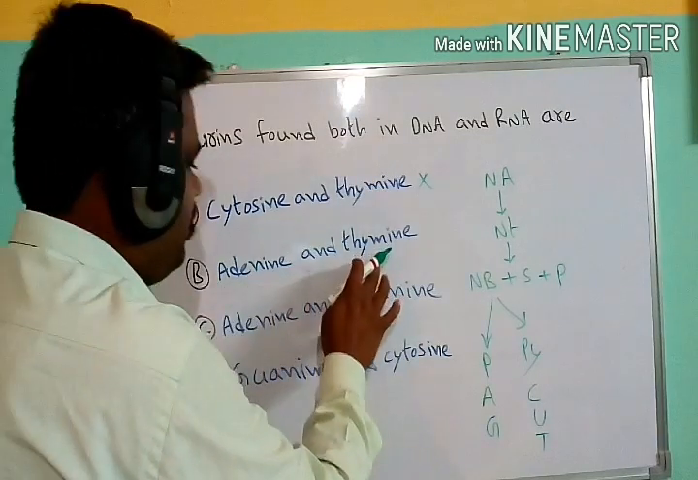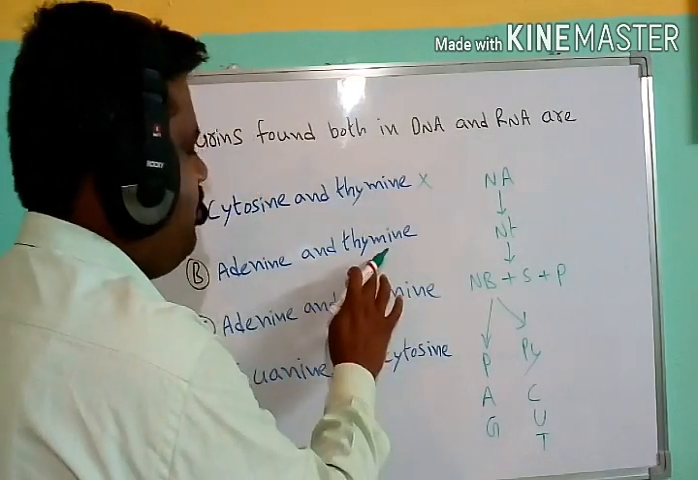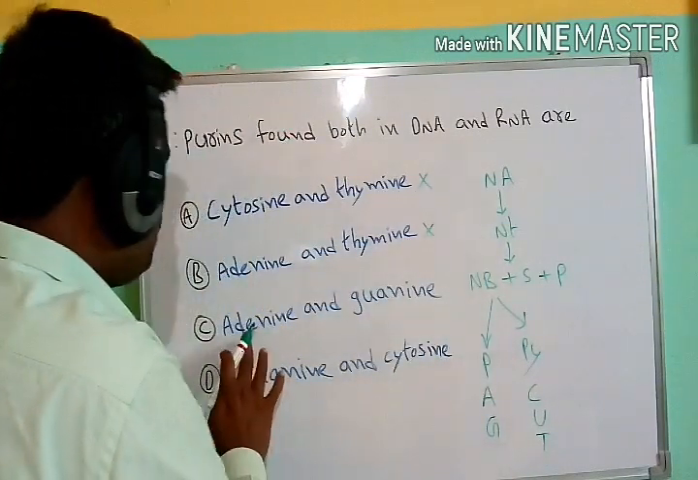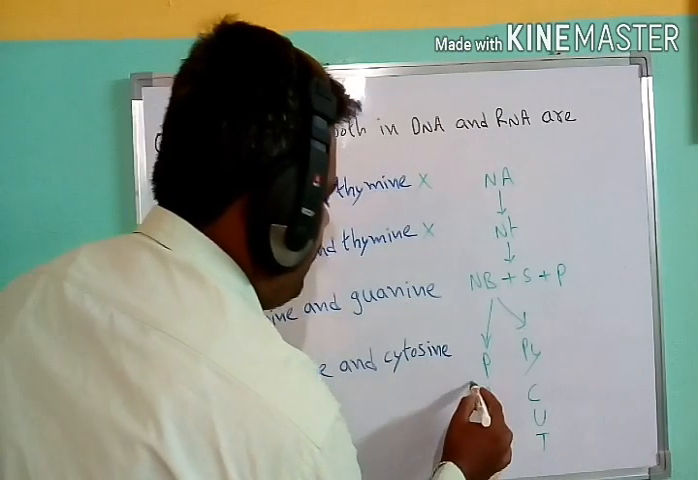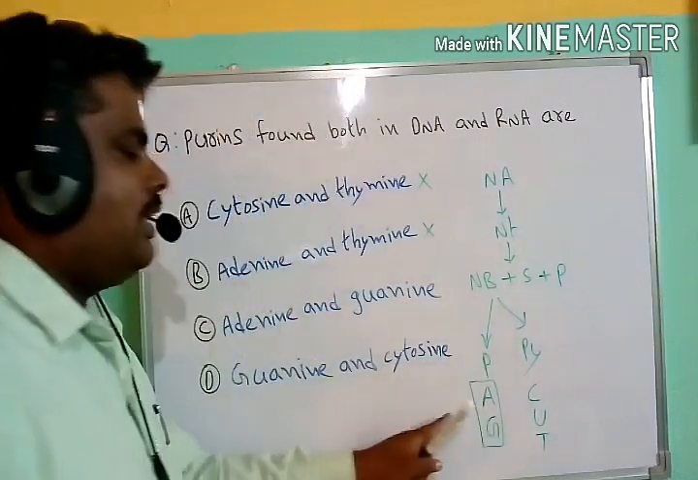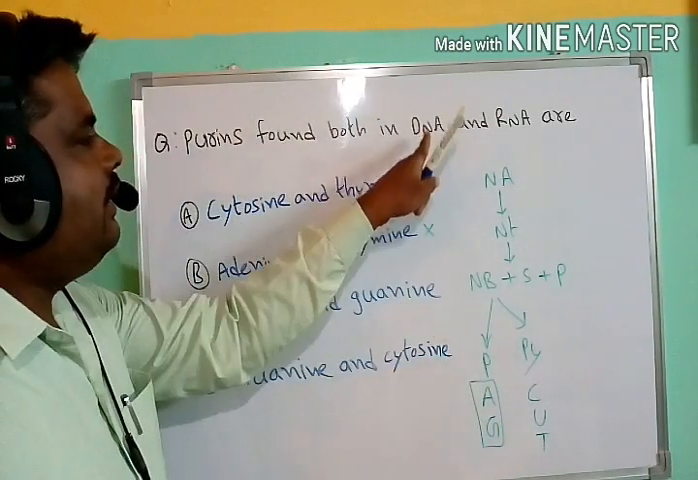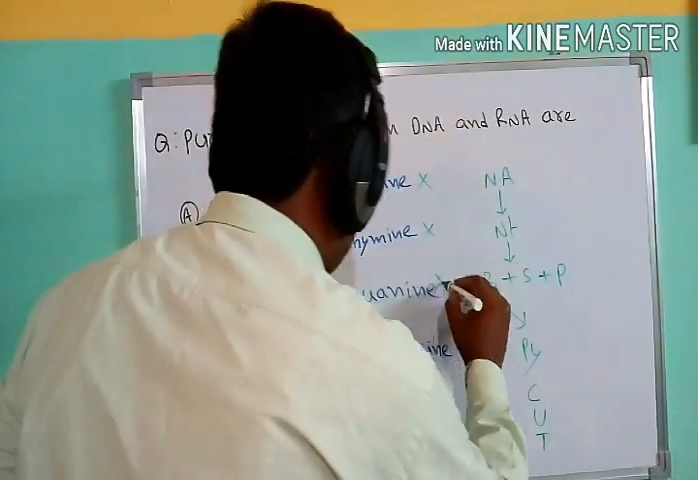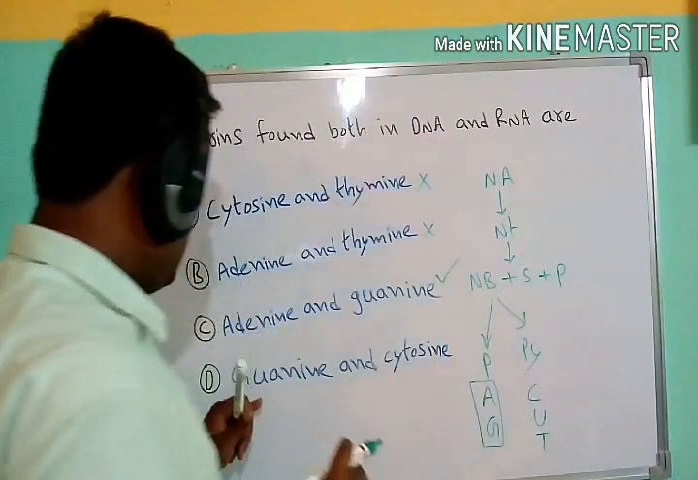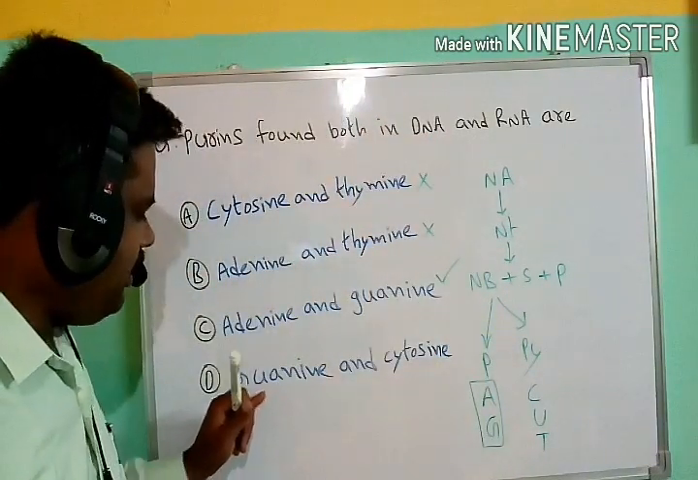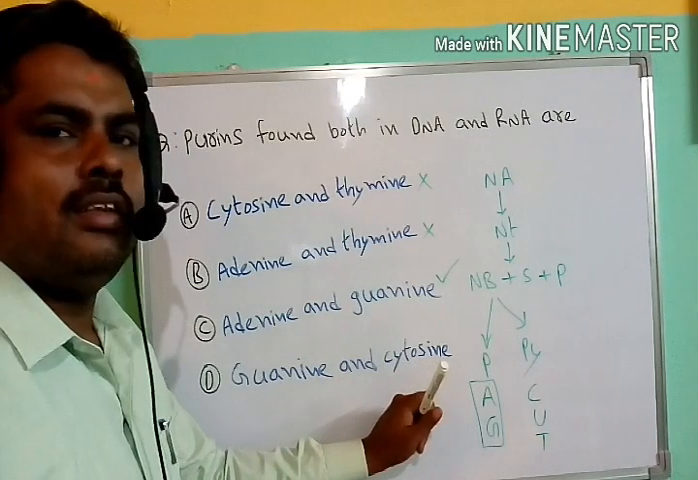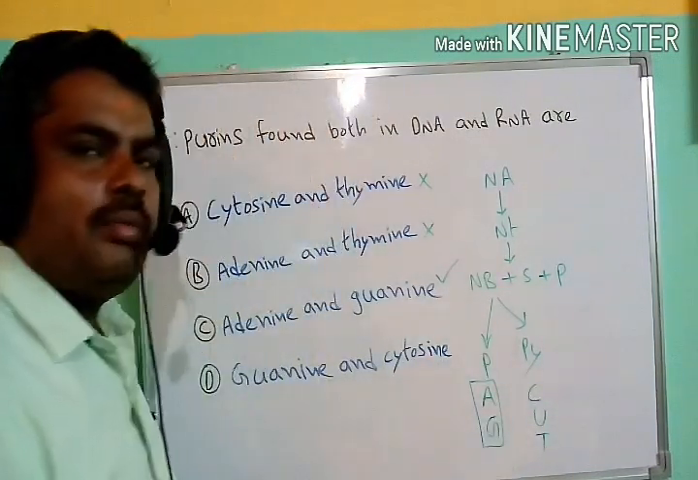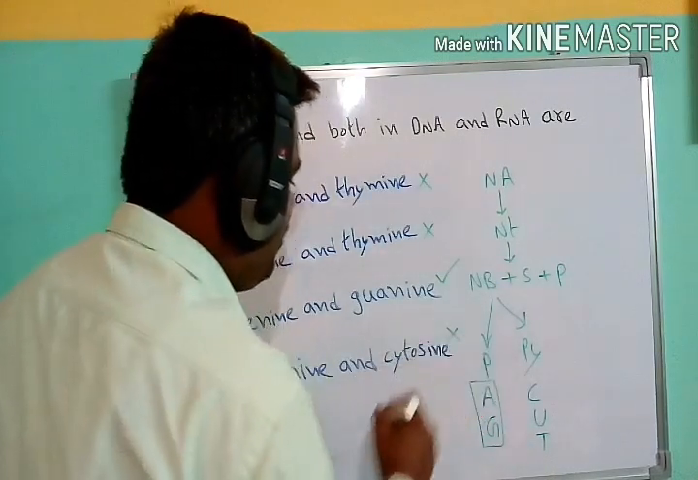Adenine and thymine: adenine is a purine and thymine is a pyrimidine. So it is not a correct option. Next, adenine and guanine. Adenine and guanine both are considered purines. Both are present in DNA and RNA. So this is the right option for this question. Next, coming to D, guanine and cytosine. Guanine is a purine and cytosine is a pyrimidine. So it is not a correct option.